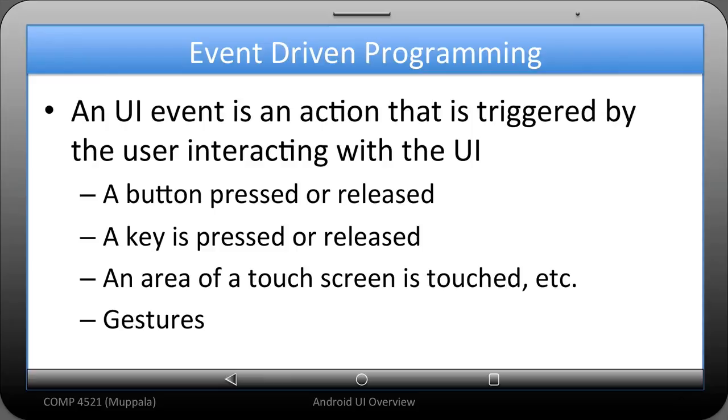Let us understand that a UI event is an action that is triggered by the user interacting with the user interface. So for example, when you touch a button, select a checkbox, drag something on the screen, press a key, or press the back button on your device, and so on. All these amount to user interface events being caused for your application.